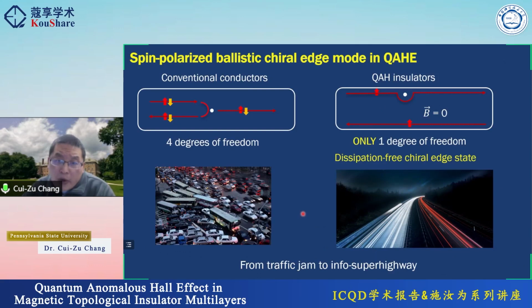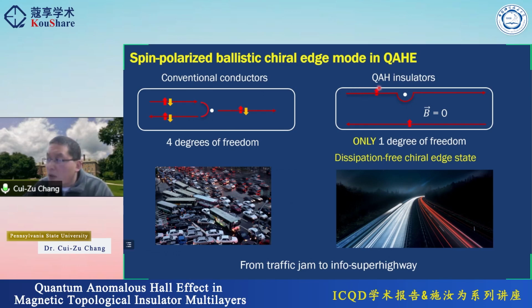Before moving on, let me say a few words about the chiral edge state in quantum anomalous Hall insulators. This is a toy model for conventional conducting materials. There are four degrees of freedom: spin up, spin down, right mover, and left mover. Impurities in conventional conducting materials can backscatter the right mover to left mover and the left mover to right mover, and give rise to the electrical resistance.